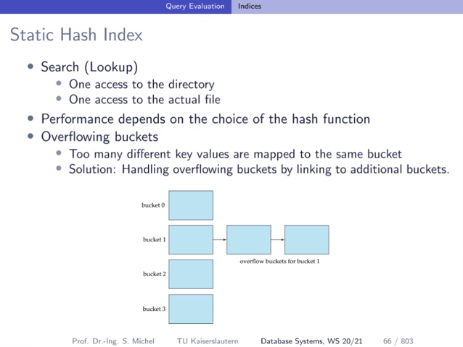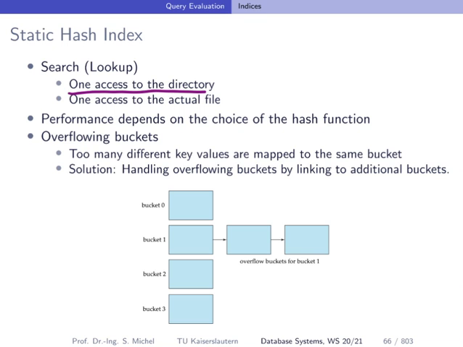So for the search procedure, the cost is quite cheap. Usually it has only 1 or 2 accesses. So constant lookup cost, as opposed to the logarithmic lookup cost for trees. We have 1 access to the directory, as depicted in the previous example, and then 1 access to the actual file to retrieve the data record we were looking for.